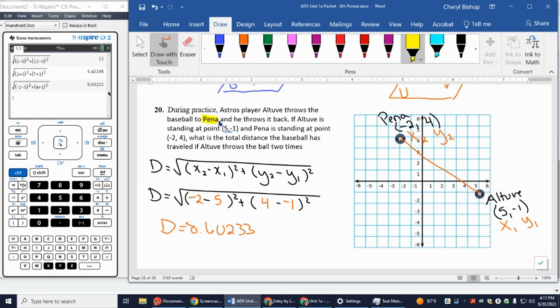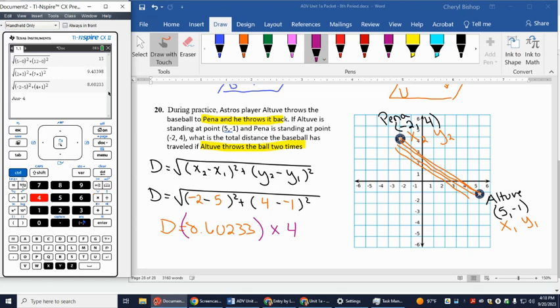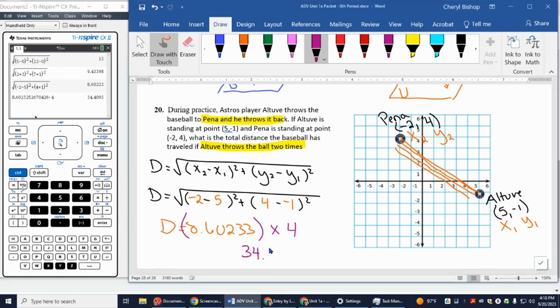But what does Pena do after Altuve throws it? He throws it back. So that means the ball is going to go back again. But wait, there's more. How many times does Altuve throw it? Oh, so he's going to throw it again. And Pena's going to do what? Throw it back. So what do I really need to do with this number? I need to multiply it by 4. It takes that last answer that's in the calculator times 4. My answer really is 34.409. After the 9 is a 3, so I'm just going to round it to 3 decimal places for my answer.